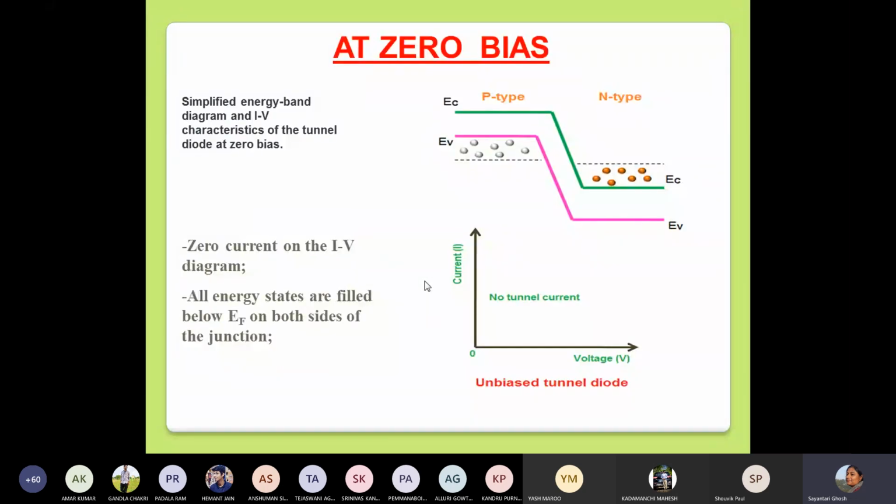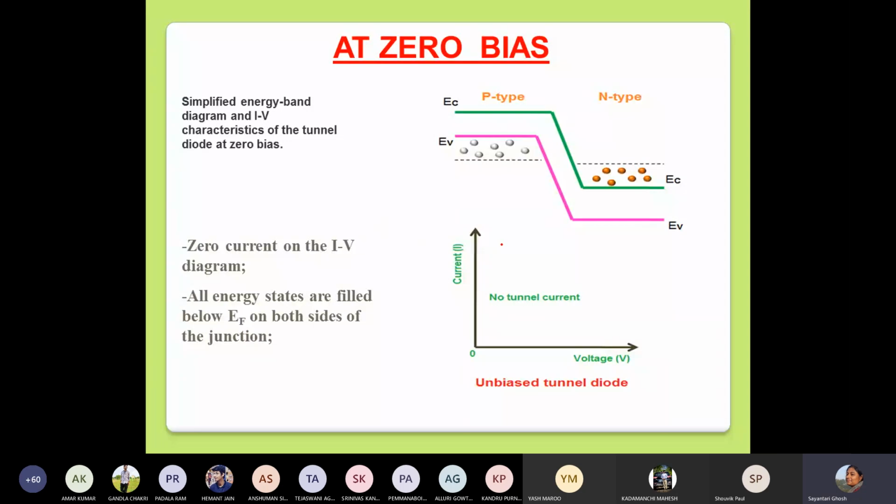So let us see how this happens step by step. Let us try to draw the IV characteristics of this device. I will request you to have a pen and paper with you and try to draw step by step as the voltage changes, how the current changes.